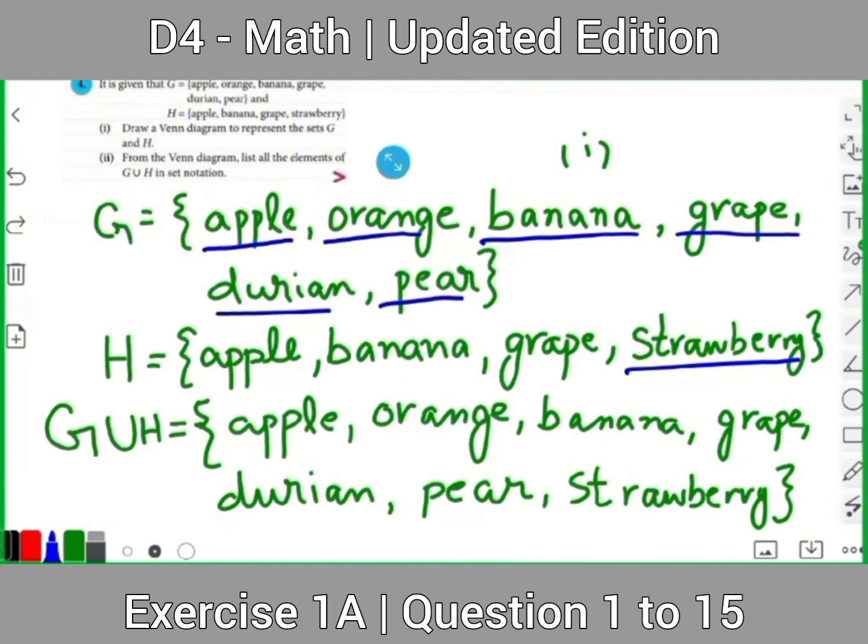So we have just marked the elements which should be included in G union H. According to the definition of a set, all the elements should be distinct and well defined. All the elements in G union H are well defined because they are all fruits, and every element is distinct. It means no element could be written more than once. So we write down each and every element only once, with no repetition. Hence G union H is equal to apple, orange, banana, grape, durian, pear, and strawberry.